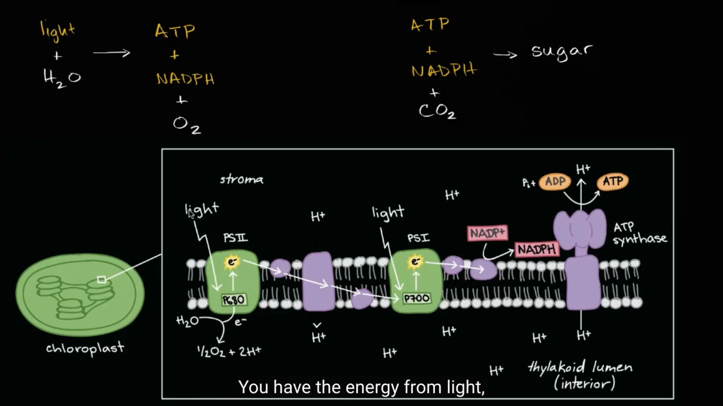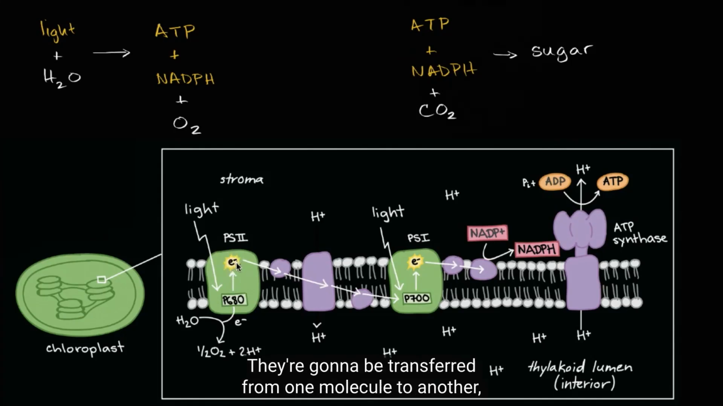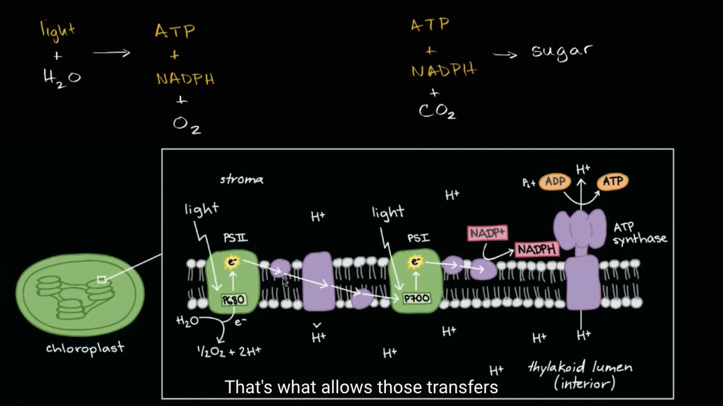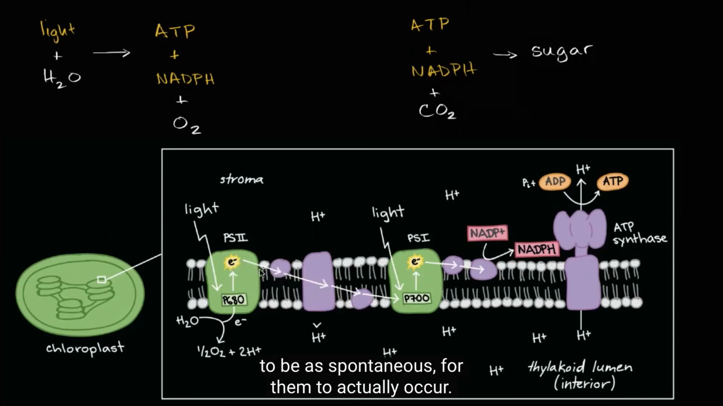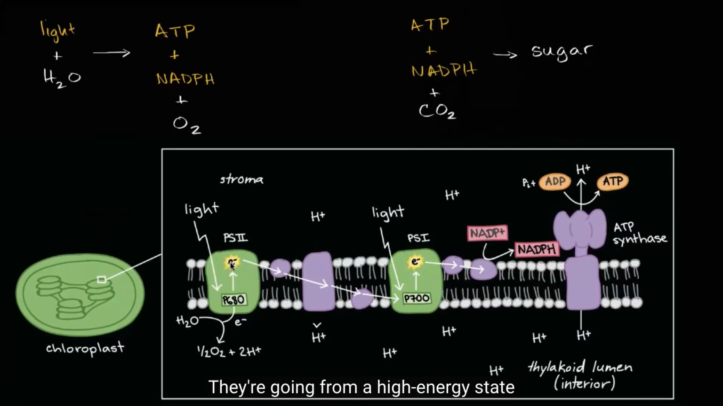The energy from light, photons from light, are going to either directly or indirectly excite electrons. Those excited electrons are in a high energy state. They're going to be transferred from one molecule to another, and they're going to go to lower energy states. That's what allows those transfers to be spontaneous, for them to actually occur. They're going from a high energy state to a lower energy state. The electrons are getting more and more comfortable.